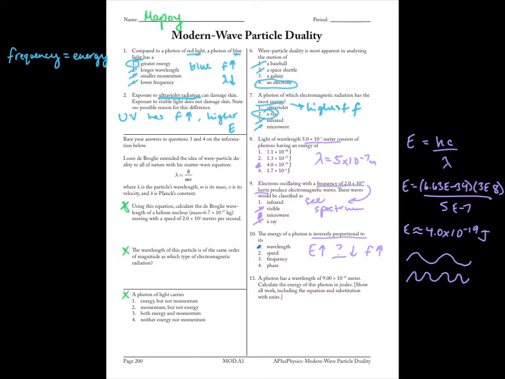Choice 1. Number 11, a photon has a wavelength of 9 times 10 to the negative 10. We need the energy. Again, it is E equals hc over lambda. This is a 2-point question because we have to show work. So this is how you show your work. Don't forget units: 6.63 times 10 to the negative 34 joule-seconds, times 3 times 10 to the 8th meters per second, over the wavelength, 9 times 10 to the negative 10 meters. You'll get 2.21 times 10 to the negative 16 joules.